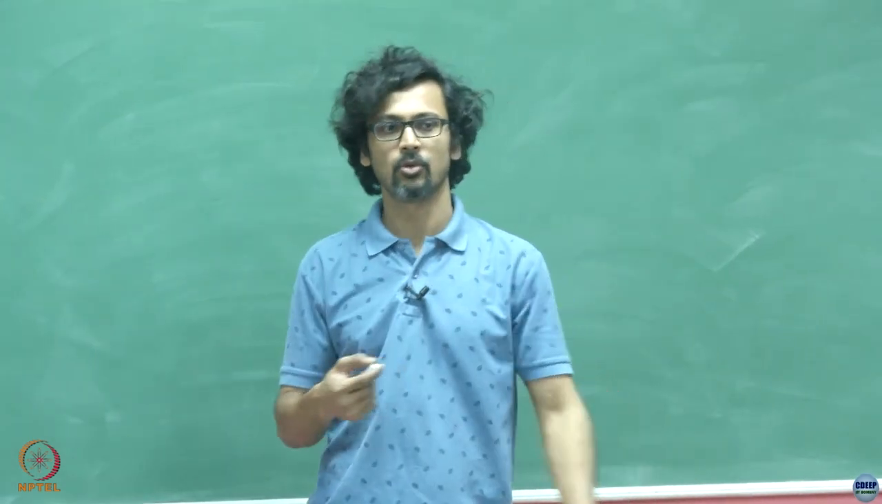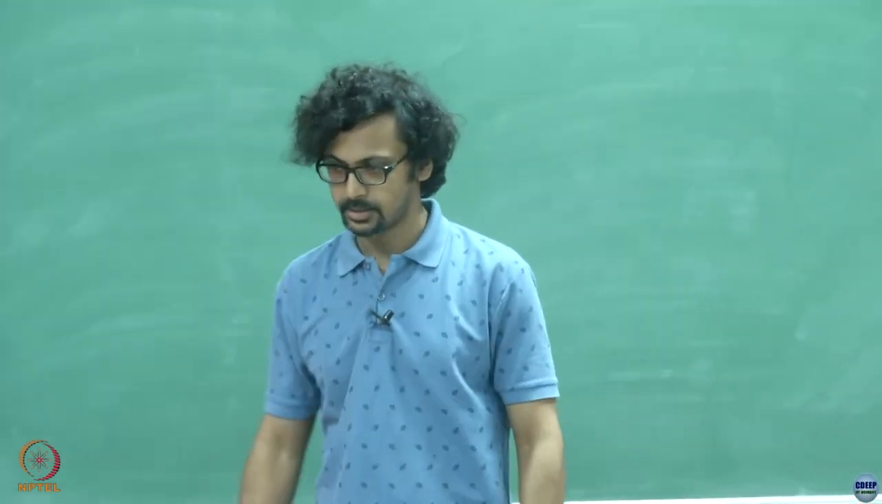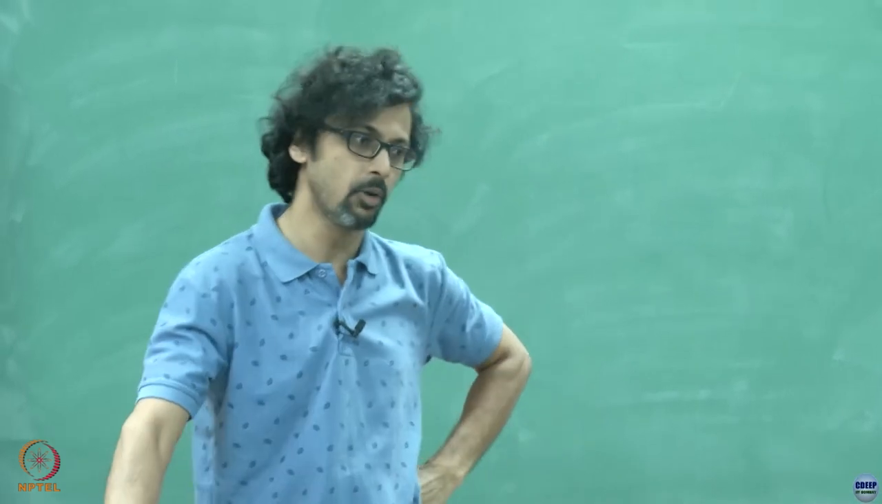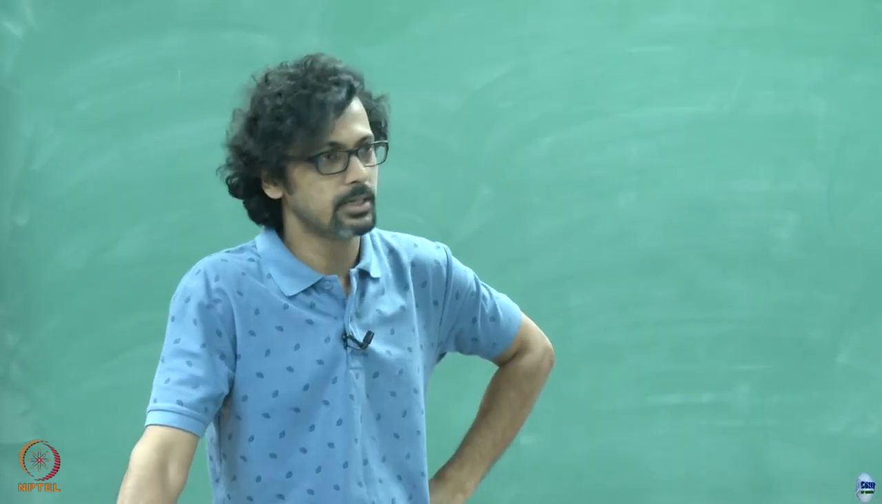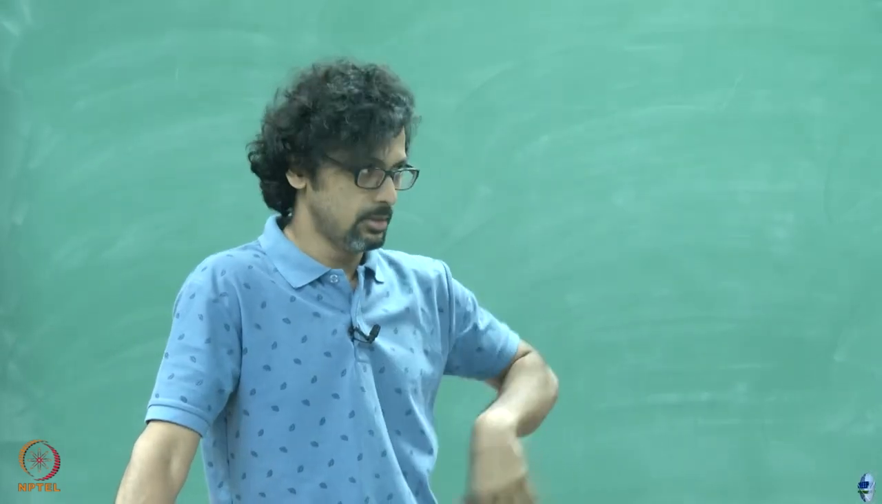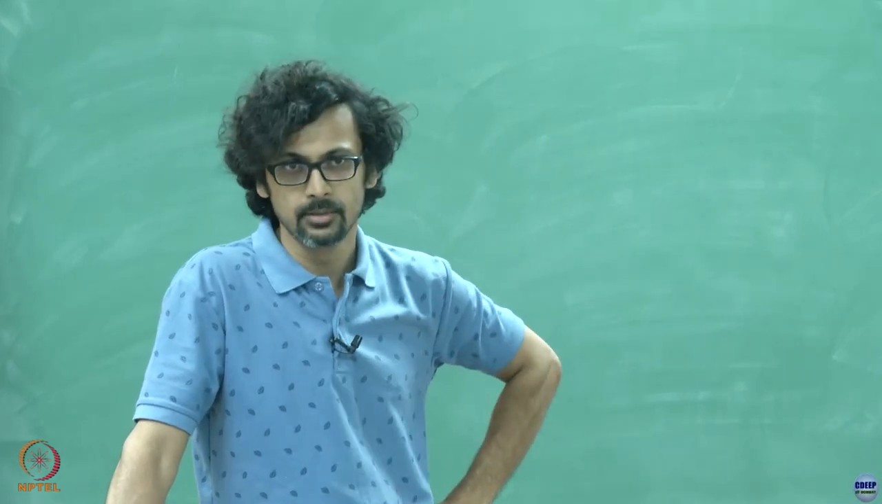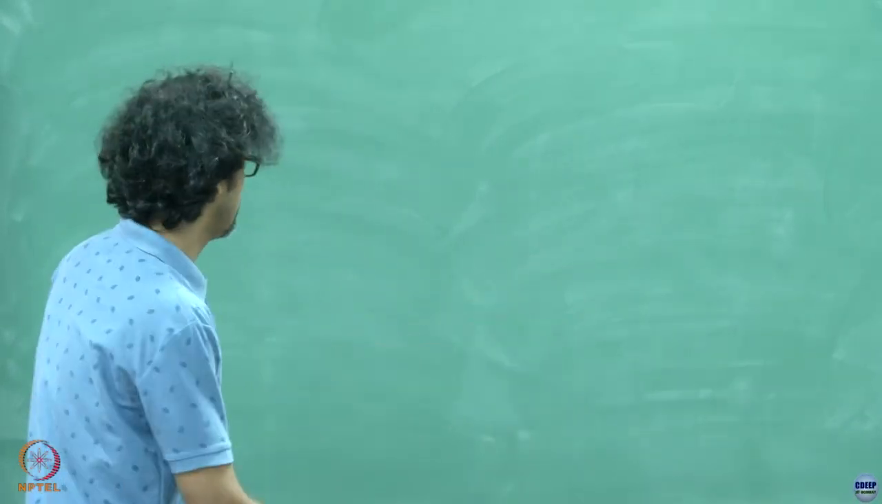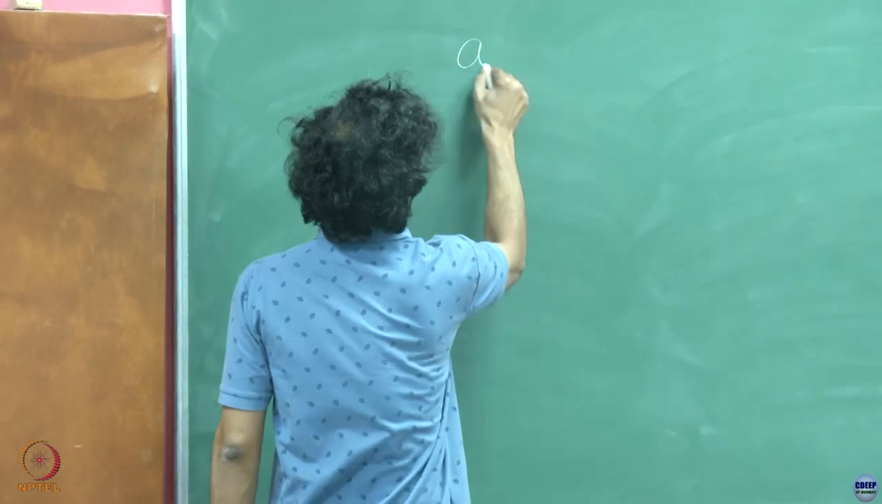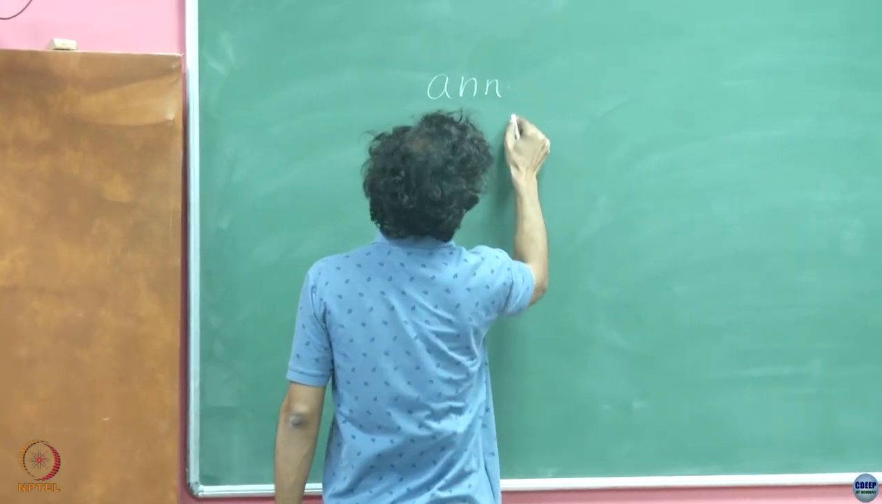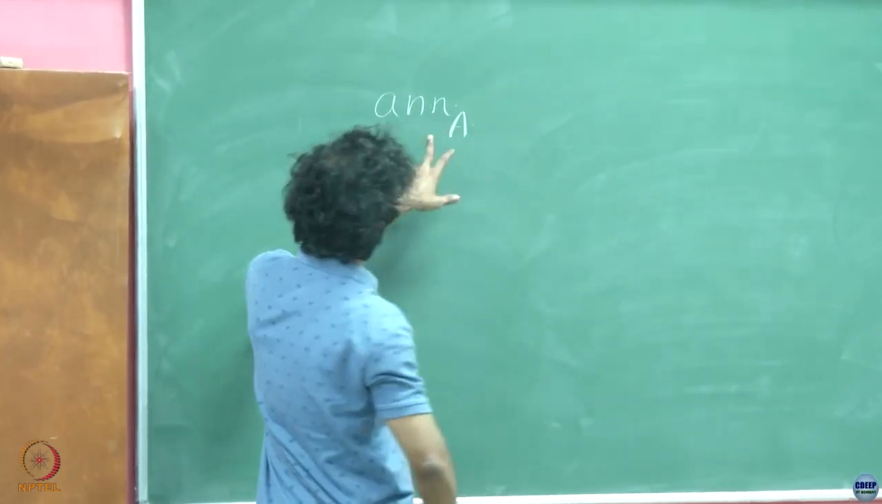So in the preceding module, what we have seen is that there is this object called the minimal polynomial, and we've also outlined, at least in principle, a way to obtain this minimal polynomial. So just to quickly recapitulate, we saw that there is this object called the annihilating ideal of an operator.